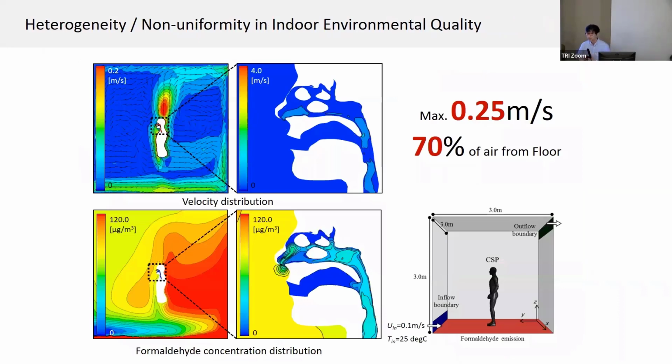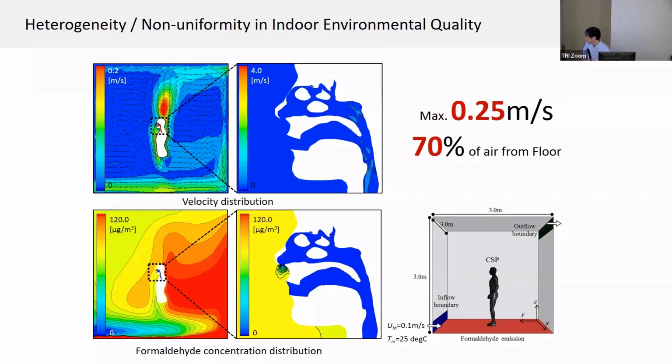And this is one more simple simulation result using a computer-simulated person and computational fluid dynamics analysis in indoor environments. This is the case of a displacement ventilation system, where fresh supplied air, relatively low temperature air, comes from the lower side along the floor level and is exhausted at the ceiling level. In this case, I set the inlet velocity at 0.1 meter per second, a very low velocity, and also set the emission source at the floor level.